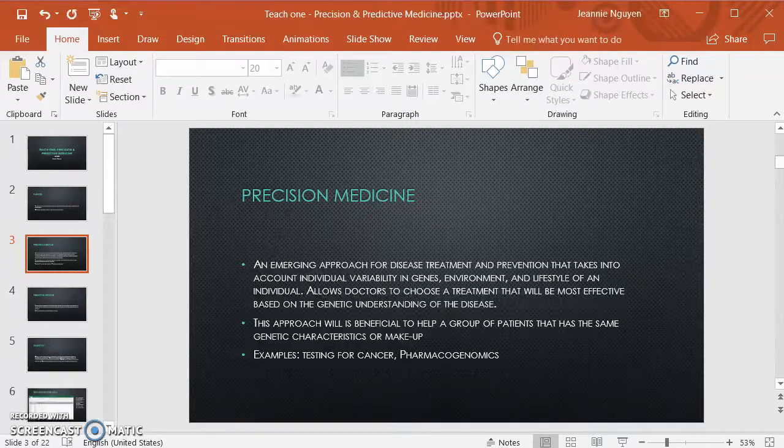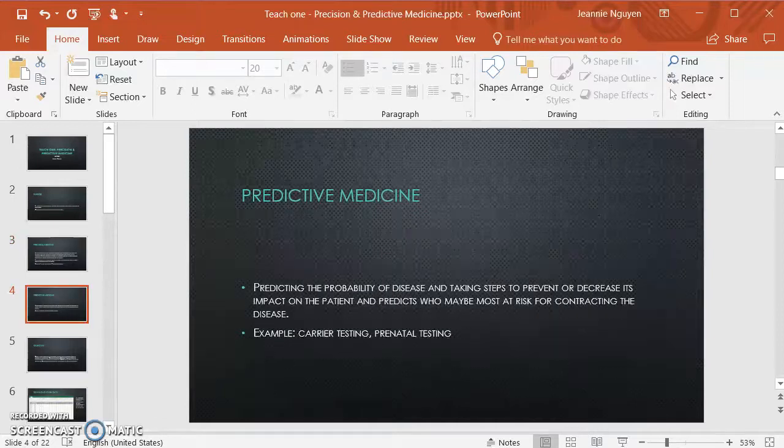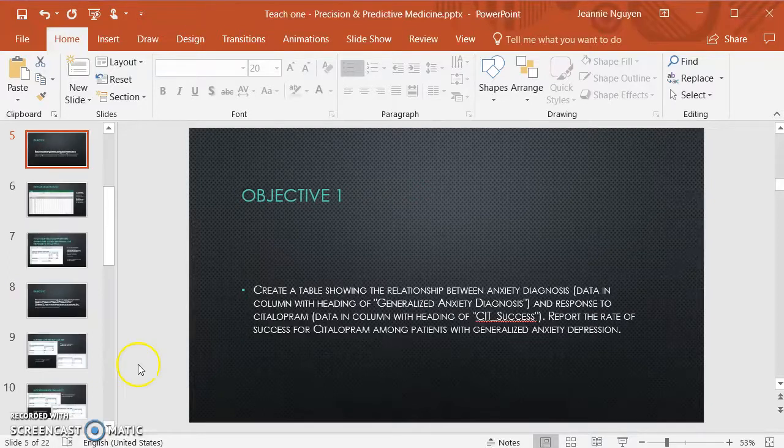So precision medicine is an emerging approach for disease treatment and prevention that takes into account individual variability in genes, environment, and lifestyle of an individual, and also allows doctors to choose a treatment that will be most effective based on the genetic understanding of the disease. Predictive medicine is the probability of the disease and taking steps to prevent or decrease its impact on the patient.